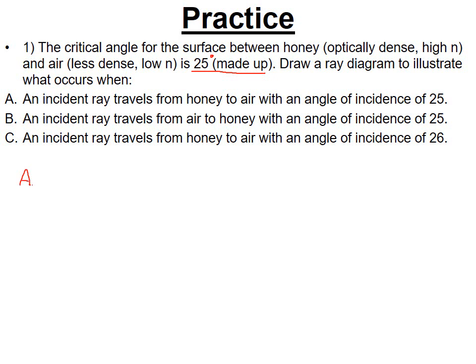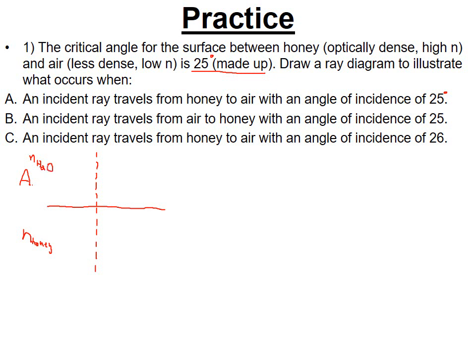So an incident ray travels from honey to air with an angle of incidence of 25 degrees. So your first step is to draw the surface, the interface between honey and air. And then what I would do is draw a normal 90 degrees to that interface. Draw where honey is. So I would write N honey for the index of refraction of honey. And then I would put N H2O if my H2O is above. You could have done it the other way around. It doesn't really matter as long as your arrows are going in the correct direction based on the problem.